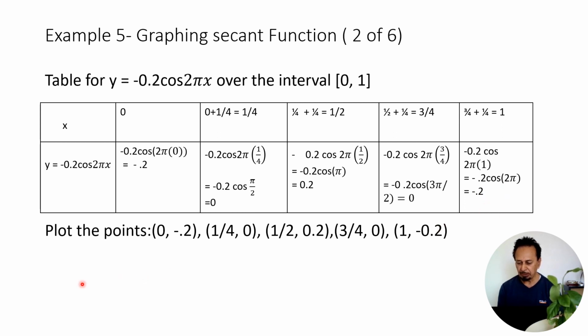So now we have these points. You can write these as points. The first point is 0, comma negative 0.2. Second point, 1/4, comma 0. Third point is 1/2, comma 0.2. Fourth point is 3/4, comma 0. And the last is 1, comma negative 0.2. Now we're going to plot these points in the xy plane.